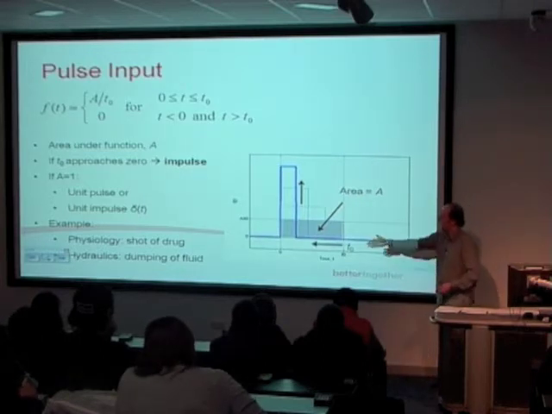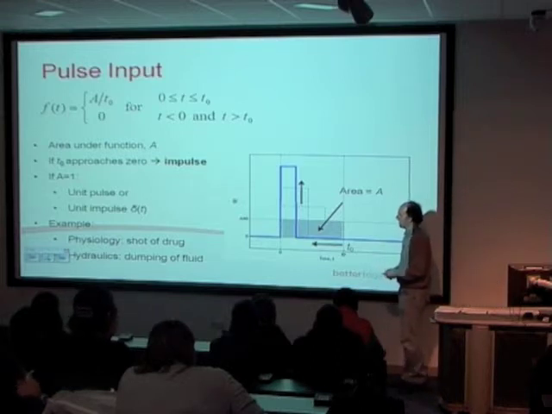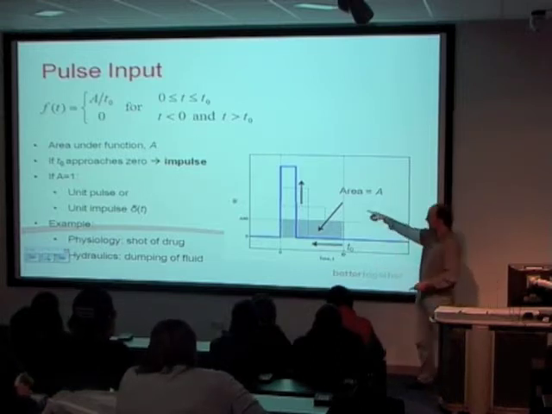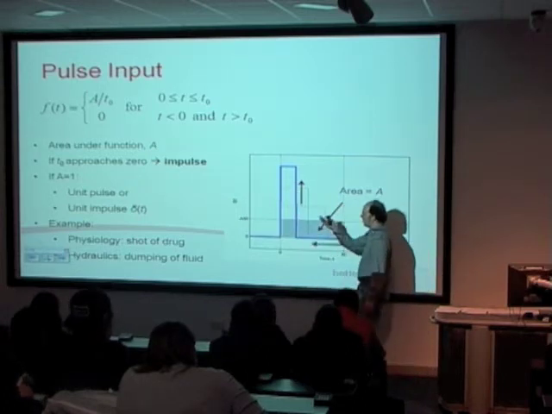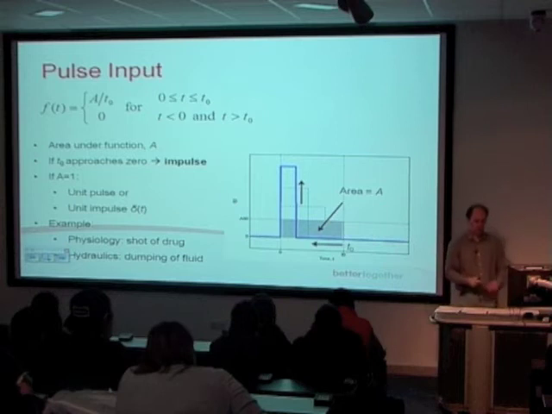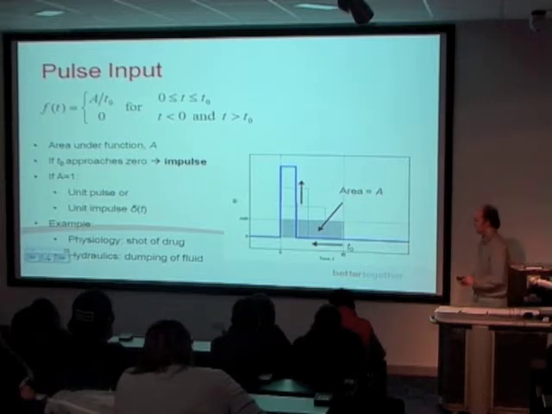And as that approaches 0, the pulse turns into what we know as an impulse. And if a equals 1, then we have a unit pulse. Or if we're dealing with an impulse, so t0 approaches 0, then we know that as a unit impulse.